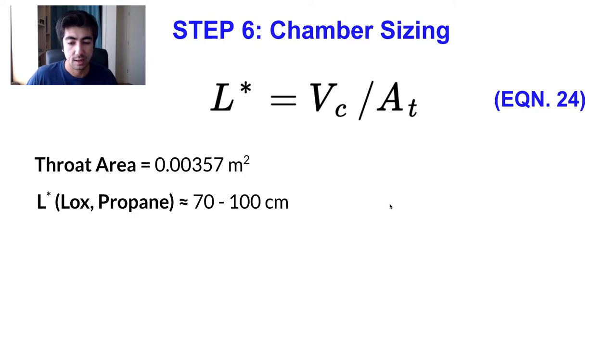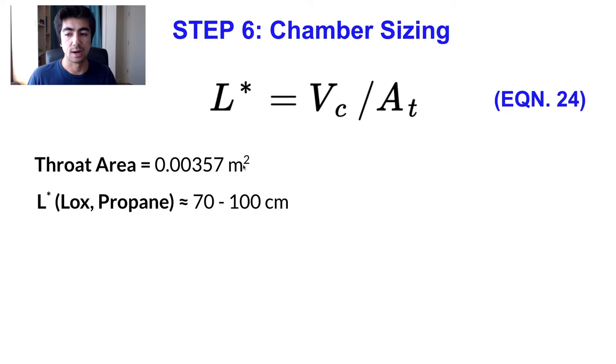Technically it's a bit higher, but you can usually trade off some efficiency of your combustion reaction for some mass savings. The smaller the characteristic length you use, the smaller your chamber will be, so you're saving a little bit of mass and overall size of your rocket. Maybe you're losing a bit of efficiency, maybe the combustion reaction is not 100% occurring, but the trade-off is usually fine. So we'll use the lower end of this range, around 70 centimeters, for our characteristic length.